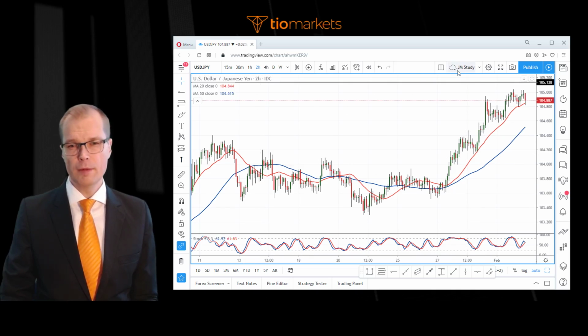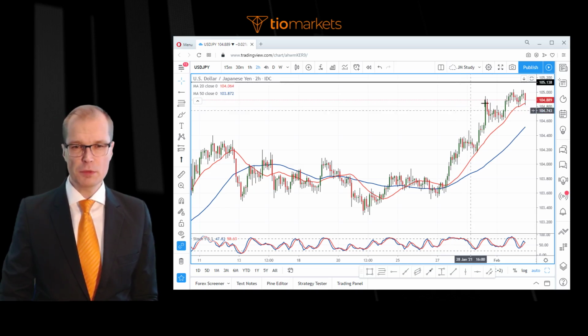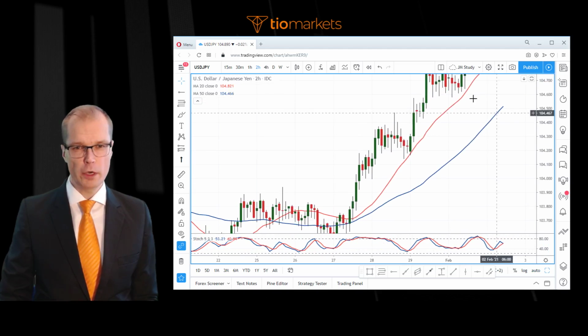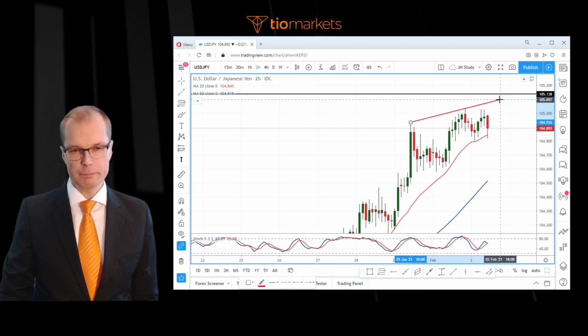The market here, this black line here is a weekly high from November. So the market is approaching a resistance level there, and at the same time we are seeing a little bit of wedging going on here. So let me widen this up a little bit so that you can see better. Now this is what I mean.